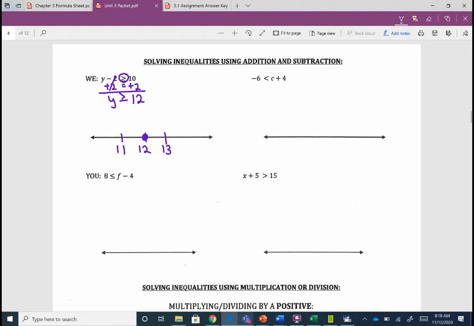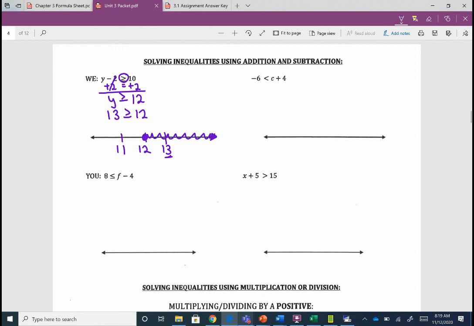Now, which way do you think we're going to shade? What do you think, Sam? Sam says to the right. To make sure that I'm right, I'm going to pick a number to the right and put it in for y. Is 13 greater than 12? Is our gator going to be happy? Does it get to eat the bigger number? Yes, 13's bigger than 12, so we know we're right. Shading to the right.